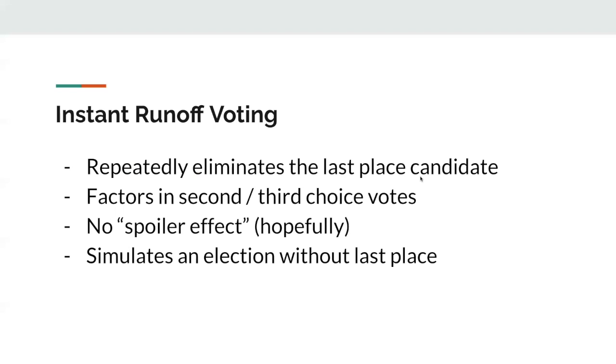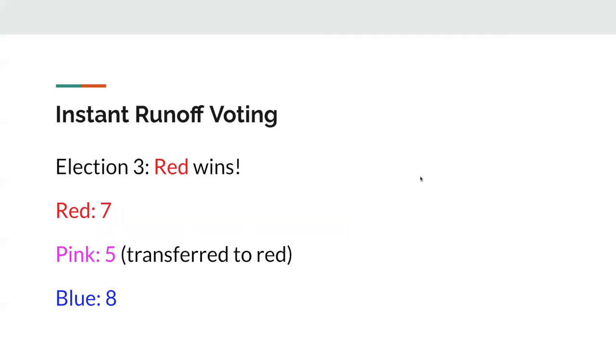So let's look at the scenario where pink spoiled the election previously. As you can see, pink is eliminated first, since it got the fewest votes, but pink voters listed red as their second choice, so their votes are given to red, who then wins. This is the same result as if pink hadn't run, but pink voters can now list pink as their number one choice without risking blue winning the election.